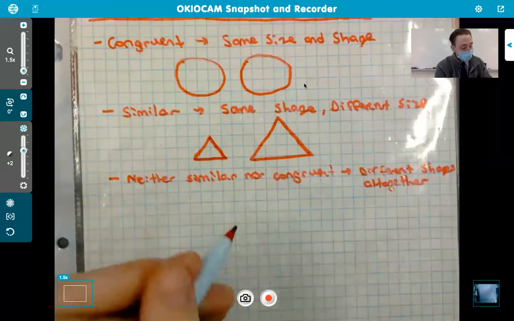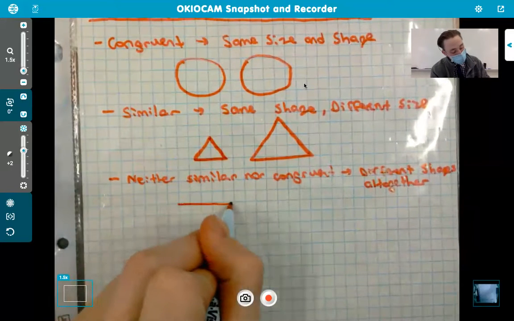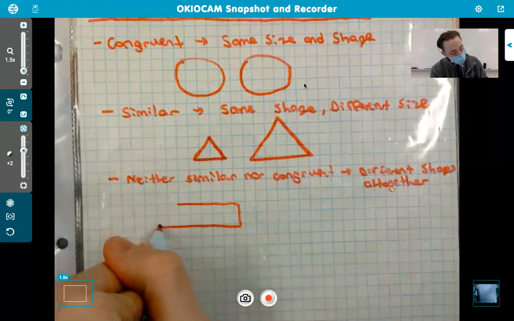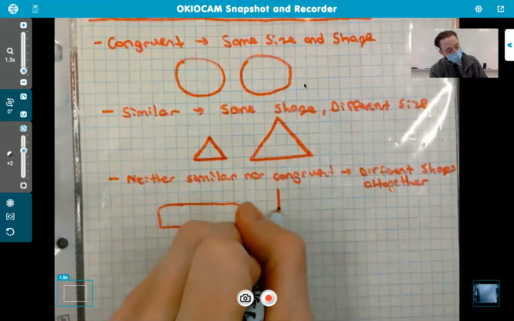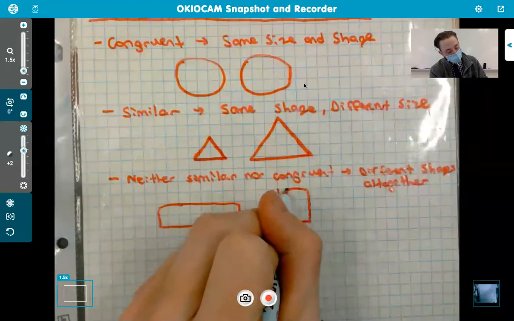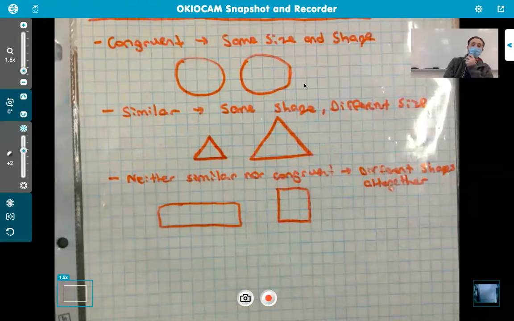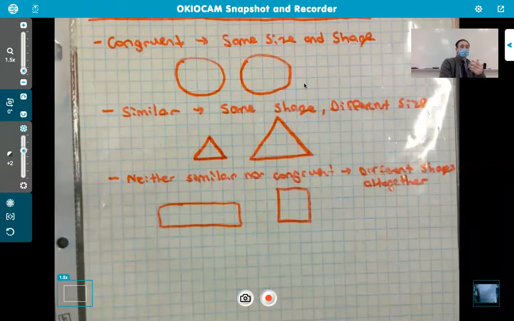Say I took a look at an example like a rectangle and a square. A rectangle and square is a perfect example of two figures that are not the same shape, and they're also not the same size. So they're neither similar nor congruent. Okay, so congruent, same size and shape. Similar, same shape, different size. Neither similar nor congruent, different shapes altogether.